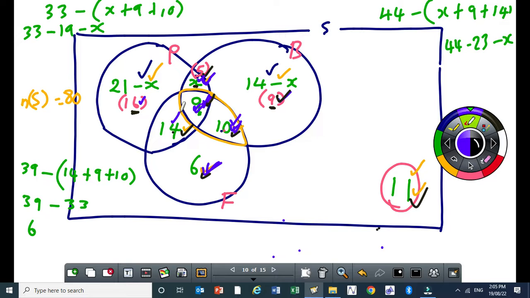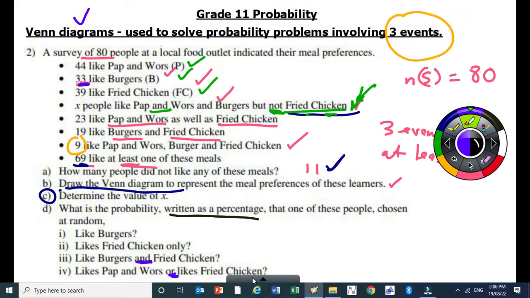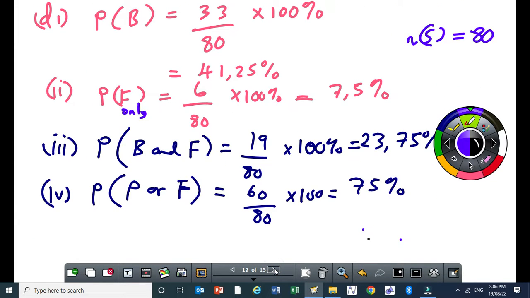The only 2 values that we have to exclude here are this 9 and that 11. Those are the only 2 that we have to exclude, because the word used here is "or." The word "and" means intersection, or what's common among those events. So the total of those who eat burgers or fried chicken is 60 people divided by 80 times 100, that's 75%.